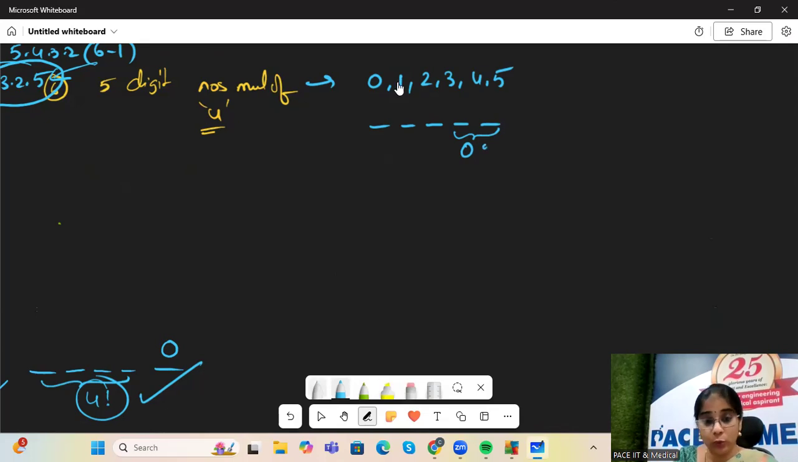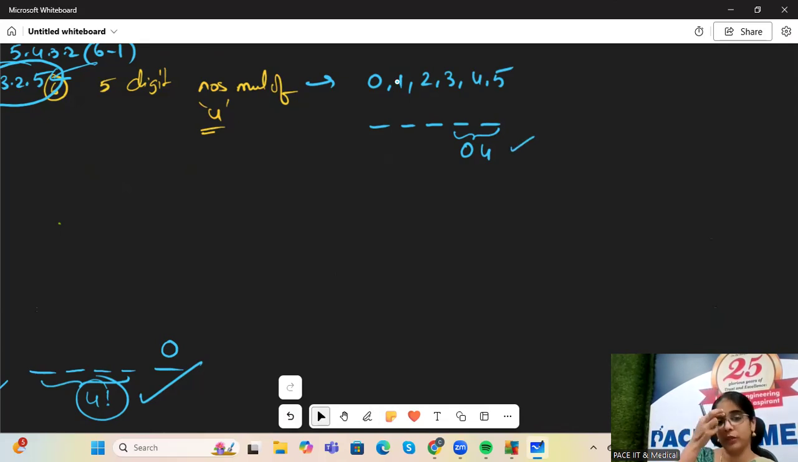No, no, no. 0, 2 is not possible. 0, 3? No. 0, 4? Yes. Two digits is what you need to check. 0, 5? No. Now check with 1. 1, 0? No. 1, 2? Yes, divisible. 1, 3, no. 1, 4, no. 1, 5, no. Next, 2, 0. Yes, it is divisible. 2, 1, no. 2, 3, no. 2, 4, yes. Clear? 2, 5, no.